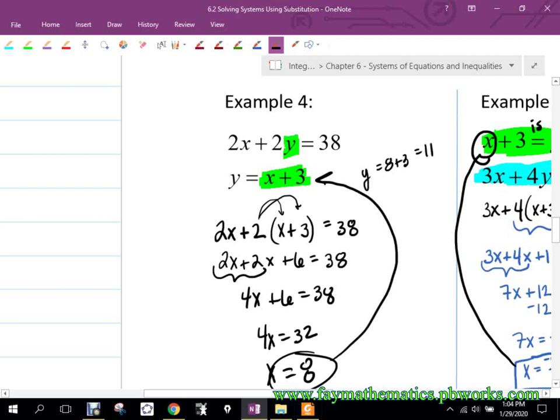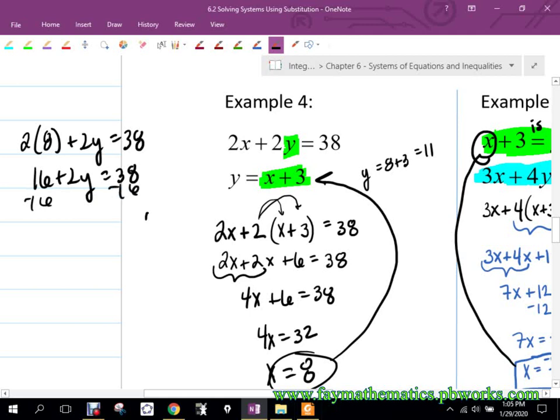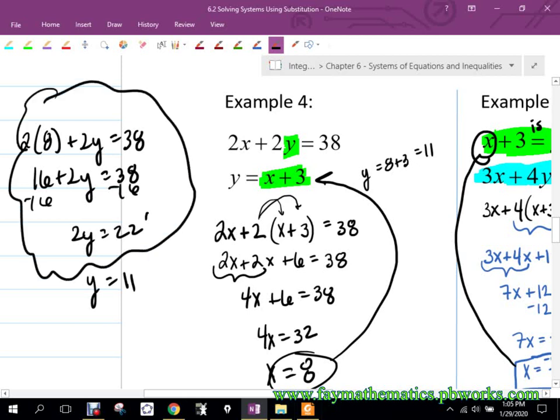Now, here's my question. Just bear with me here. Let's say I didn't recognize that x plus 3 is the easiest to plug back into. If I go 2 times my x of 8 plus 2y equals 38. What's 2 times 8? 16 plus 2y equals 38. We'll subtract 16 from both sides. Does that give me 2y equals 22? Does y then equal 11? But you see all that extra work that is bypassed by just foreshadowing and saying which equation is easier looking, which one's simpler. And then you save yourself a lot of work, right?